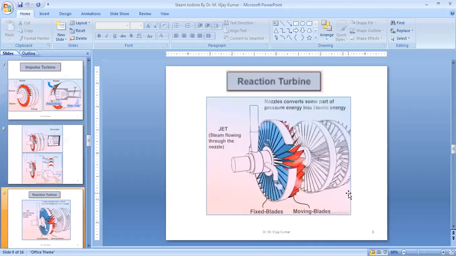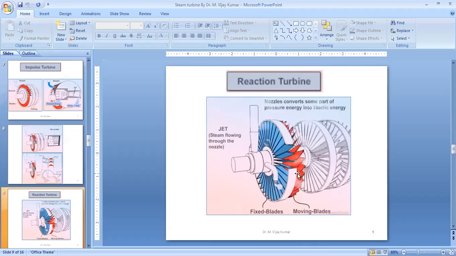Now let us understand the reaction turbine. You can see this is the shaft. Over the shaft, the runner is mounted. Over this runner, you can see the blades are mounted here. There are n number of blades. You can see there are two different types of blades. One is the fixed blade, and another one is the moving blade.